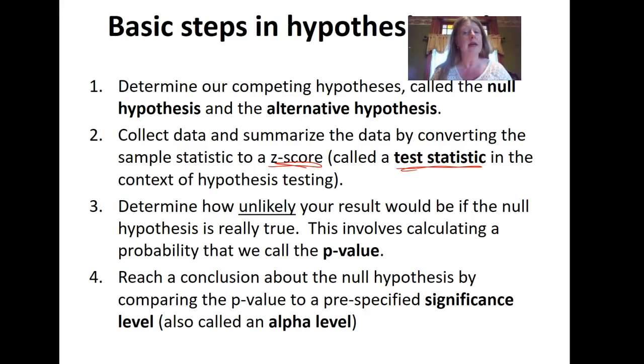And we make that decision by comparing our p-value to a significance level, or sometimes we call that an alpha level. So most times, actually, we refer to the significance level as an alpha level. But we want you to know these mean the same thing.